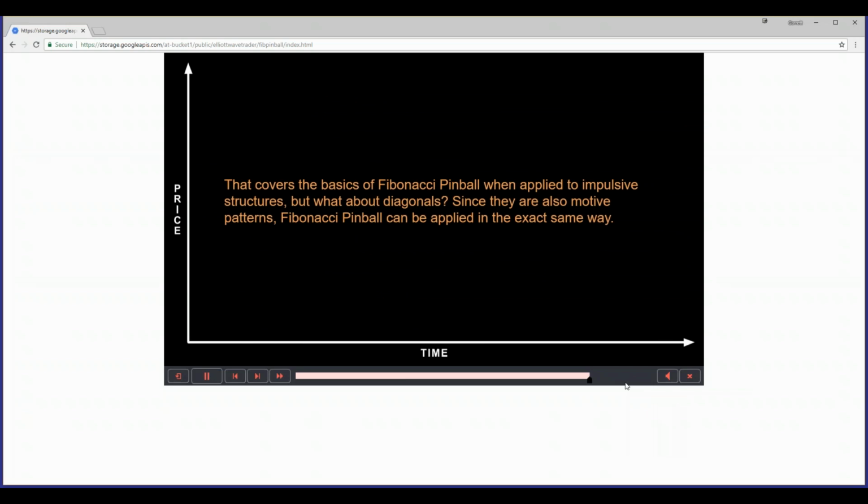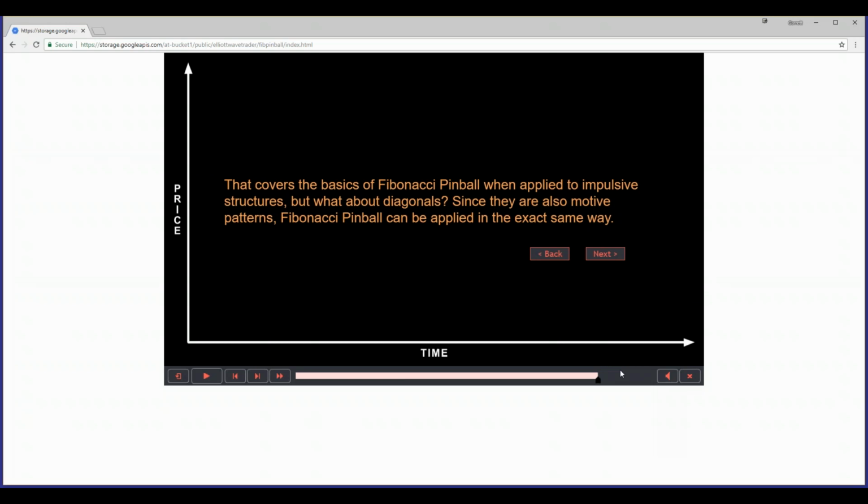All right, so that, again, is a brief introduction to Fibonacci pinball. Obviously, it's going to take a little bit of practice, going over some charts and applying it yourself to get a good handle on it. But once you do, you'll find how powerful a tool it can be, one, not just to navigate markets, but two, to develop a trading plan around.